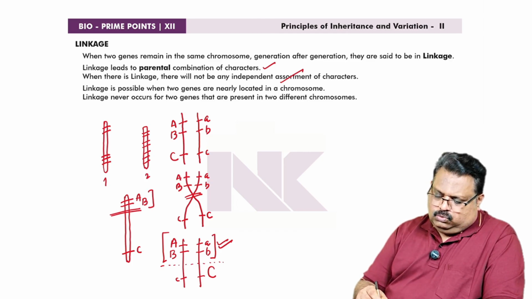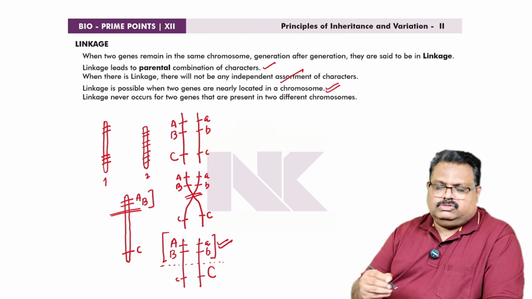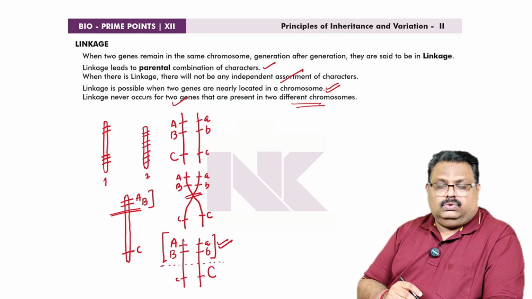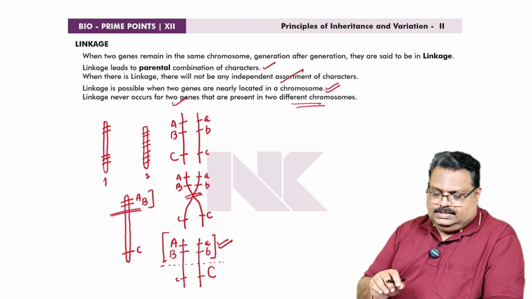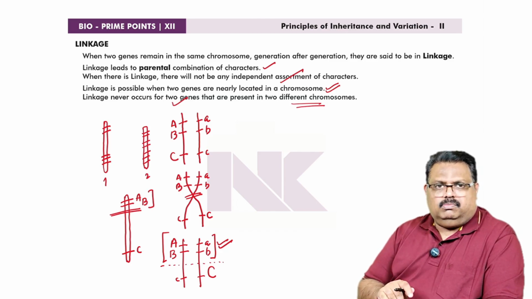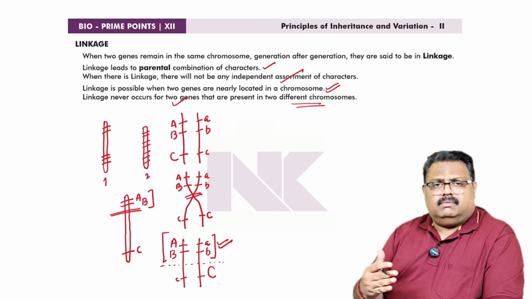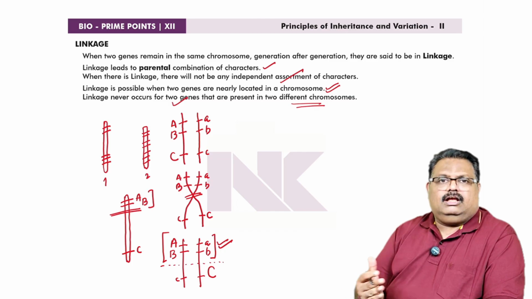Linkage is possible when two genes are nearly located in a chromosome. Linkage never occurs for two genes that are present in two different chromosomes. So, for linkage to occur, the genes must be present in the same chromosome. Moreover, the genes must be nearly located. Okay. When the genes are separating, that phenomenon is called recombination, that we can see in the next topic.